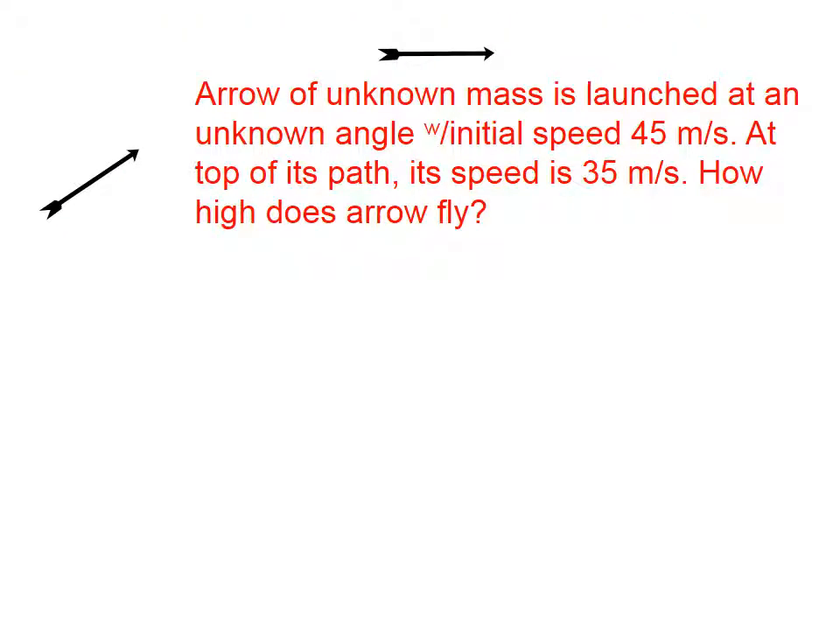Let's try this one. An arrow of unknown mass is launched at an unknown angle with initial speed 45 meters per second. At the top of its path, its speed is 35 meters per second. How high does the arrow fly? It seems like we're not given a whole lot of information here, but let's just go with what we have.